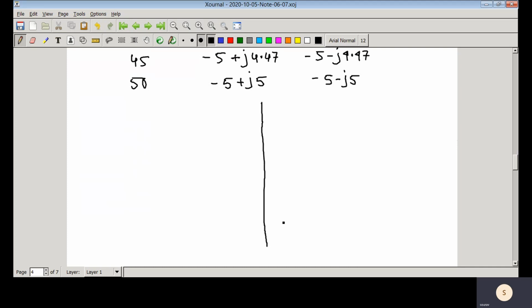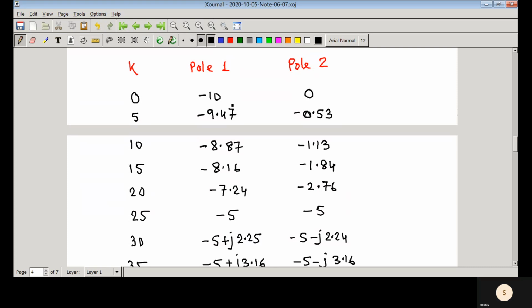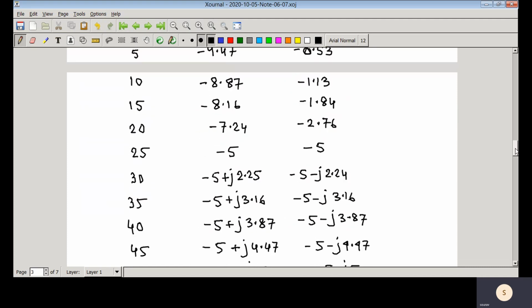So here you have that complex plane. So this is the real and this is the imaginary axis. So basically this is called the S-plane, because we are just going to plot it in the S-plane, that is the real of s, that is sigma, and j omega. So now we can see that whenever k equal to 0, pole 1 is at minus 10 and pole 2 at 0.